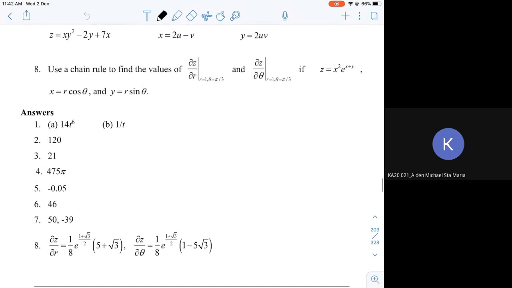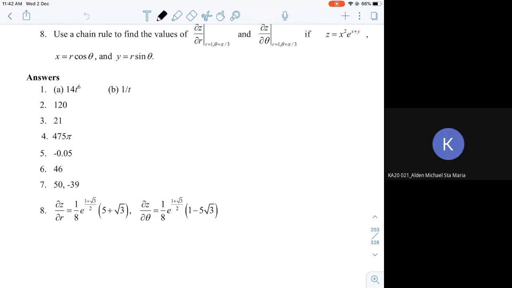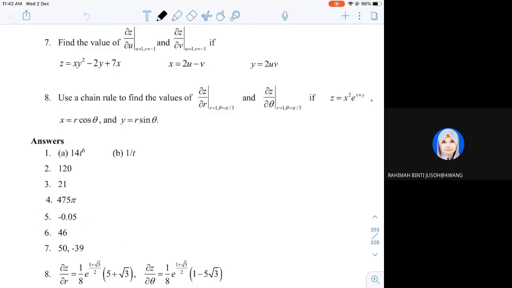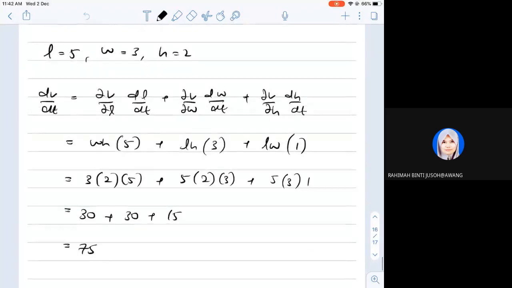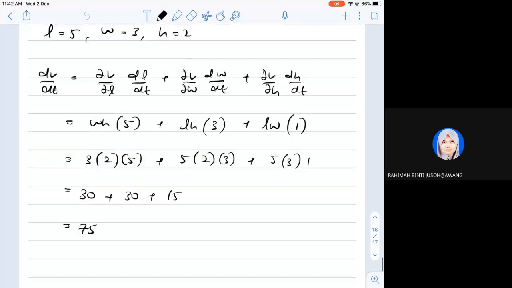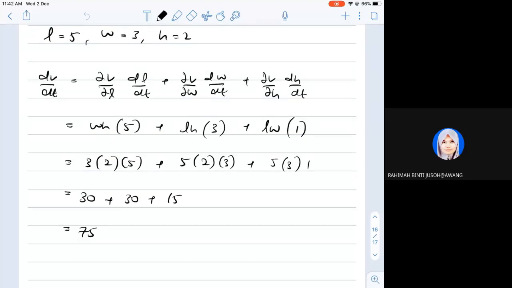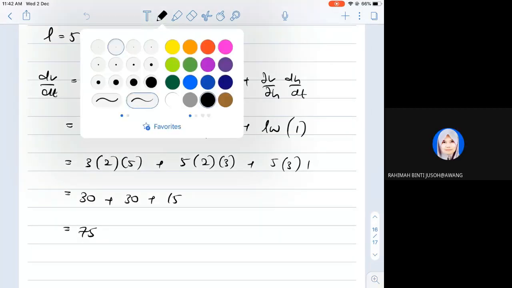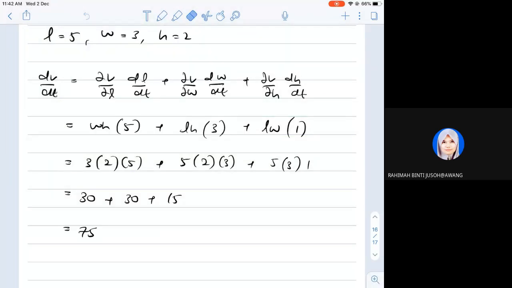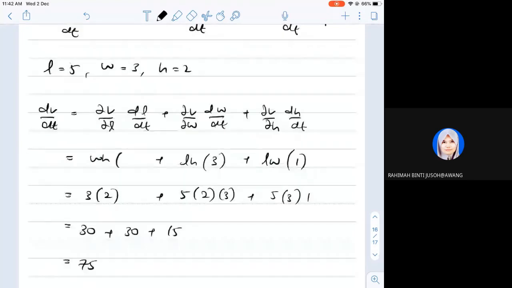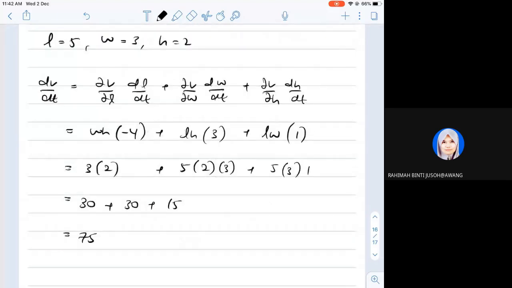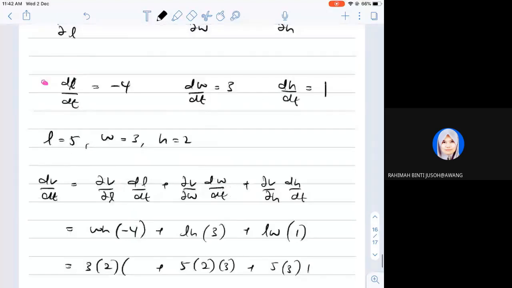Line jawapan. Question number 3. 21. Oh, sorry. Negatif tadi kan? 4. Yes. Negative 4. Mana tadi negatif tadi? Dekat 5 tu. Dekat 5 depan ni kan? Oh my God, negatif. Okay. Thank you. Dekat 5 ni, negatif. DL over DT negatif 4. Baru betul. Sorry lah guys, bila tengok dekat skrin ni dia jadi lain macam. Negatif 4.